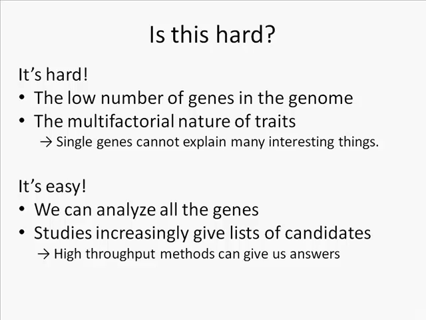On the other hand, it's easy because now we have technologies that let us analyze all the genes. So microarrays or sequencing methods are good examples. And now we can generate lists of candidates that are associated with a trait of interest or a disease quite easily. So again, for the past 10, 15 years, there's been increasingly this idea that, oh, the genome is very complicated, but high-throughput methods are going to give us the answers.